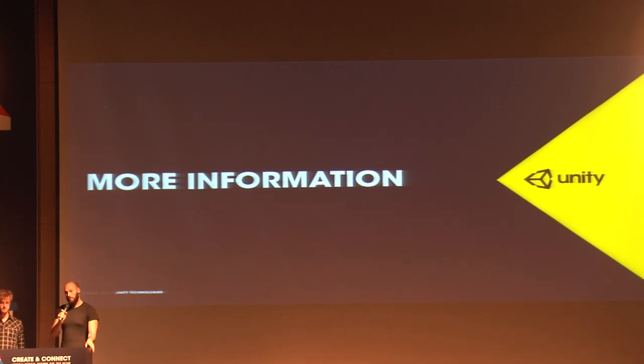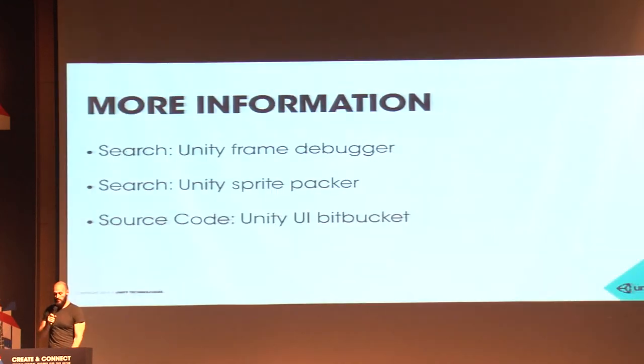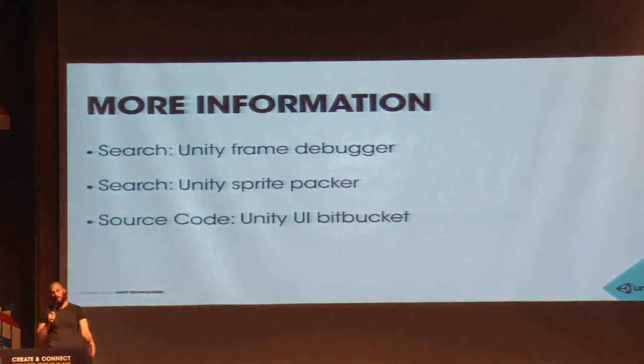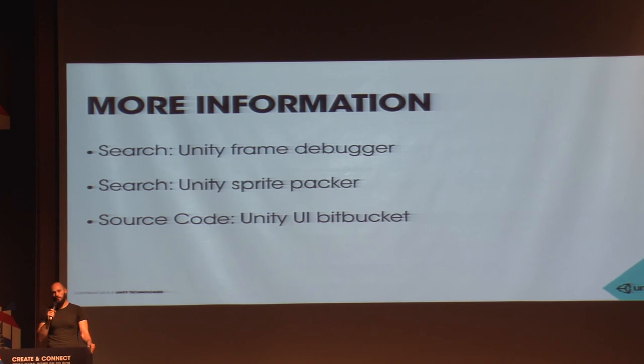So we've covered a number of things here in this talk. We've talked about optimization from a content point of view and configuring your scenes to take advantage of batching. And we've also talked about the best ways to get performance out of your UIs. Now, we went through some tools earlier, such as the Unity Frame Debugger and the Sprite Packer. These tools are documented in the Unity documentation, but if you search for them in your favorite search engines, they should be the first results.